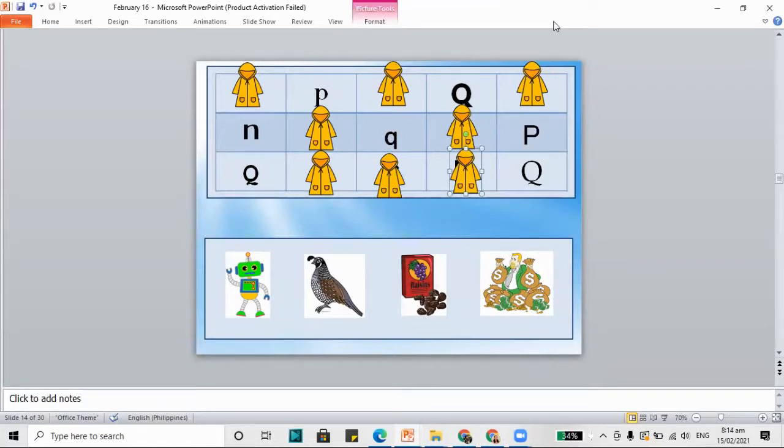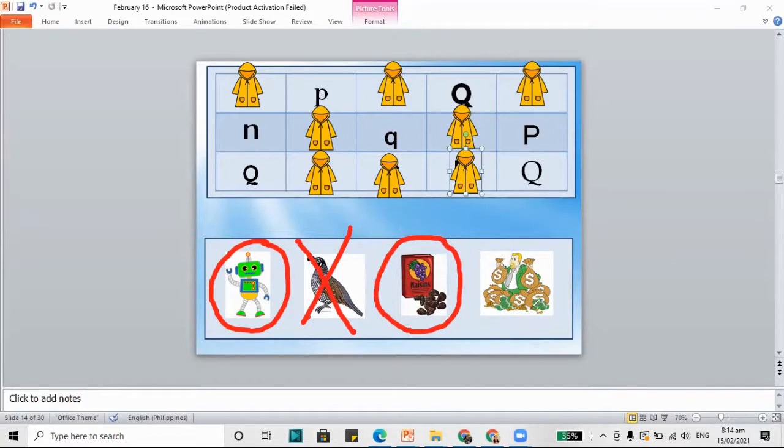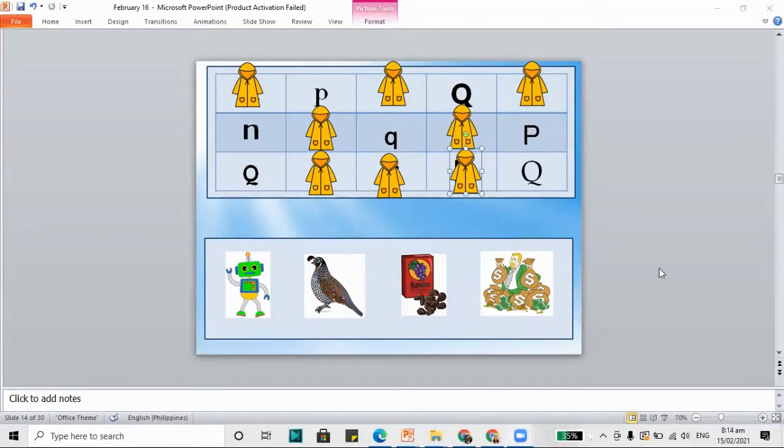How about for the pictures that might have the R sound? Let's circle them, and the ones that don't begin with R, mark an X. We have a robot. Robot begins with R. Quail doesn't begin with R, it begins with Q. Raisins. Raisins begin with R. And rich. Rich begins with letter R. So those are some pictures with the R sound.